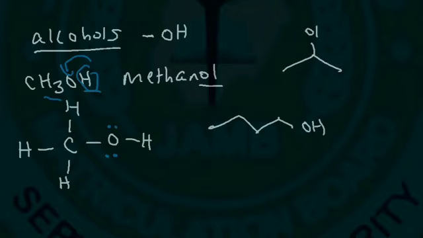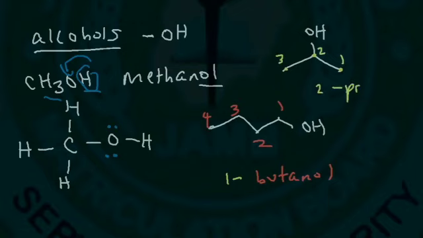Let's go ahead and name these 2 alcohols. So this compound has 4 carbons, so we need to think of butane. But because it's an alcohol, instead of butane, we're going to write butanol with an -ol. And the alcohol is on carbon 1, so it's 1-butanol. Here, we have 3 carbons, so propane, but instead of propane, it's going to be propanol. And the alcohol is on carbon 2, so it's 2-propanol. That's how you name it.